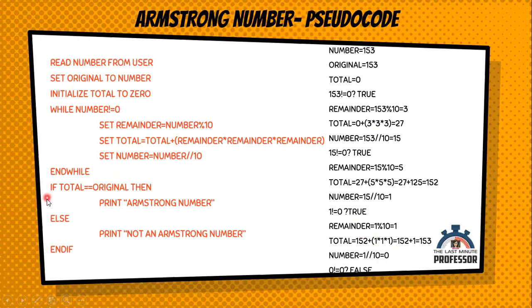The control moves to the if statement. If total is equal to original. So here total 153 is equal to original. So you see, in the course of time, we have lost the value of number. Number in the last calculation, we have obtained the value as 0. The original is stored in original. So I'm checking it with the original number given by user. This is the reason we added this variable original. So original 153 and total is also 153. So you can print it as Armstrong number.